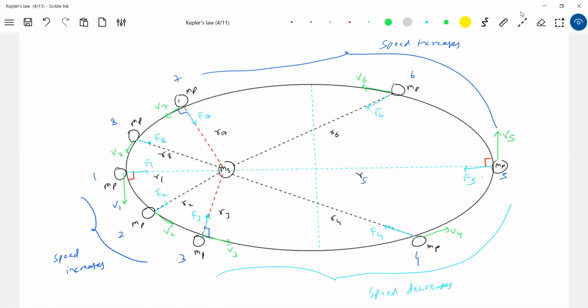As it moves from 5 to 7, the speed will increase because a component of force does positive work on the planet. If the gravitational force does positive work, kinetic energy must increase, so speed increases. Now here at 7, the force is perpendicular. Then at the very next position, the angle between the force and velocity will be more than 90. Then a component of force does negative work. So speed starts decreasing.